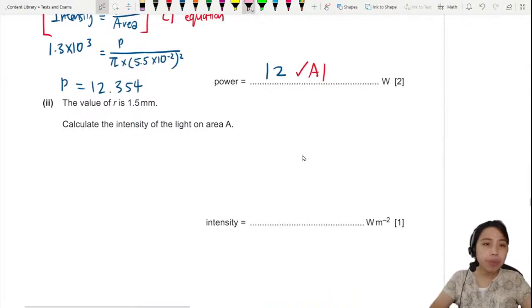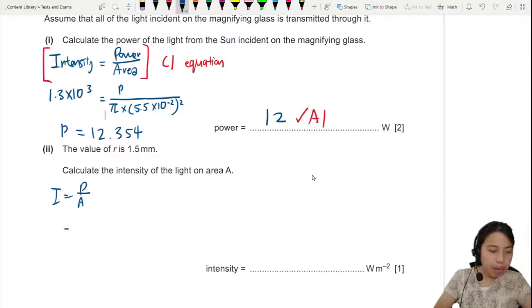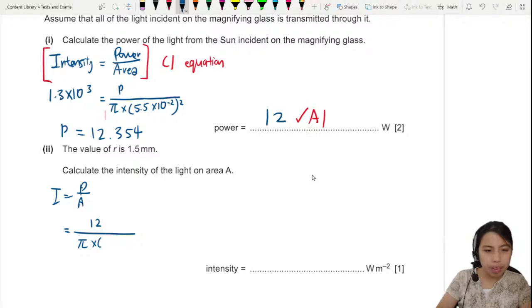So we use the same equation again. Intensity is power over area. But it's the same power of the light, so the intensity will change. Power is the same, so we can use the 12 watts. Area, we go pi r squared again, but this time for a very much smaller radius.